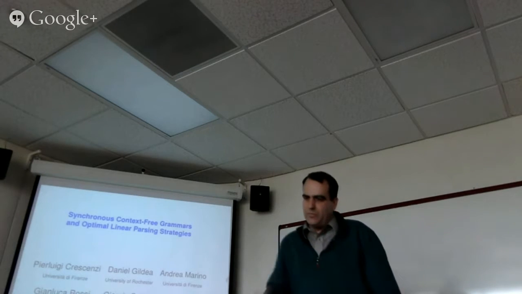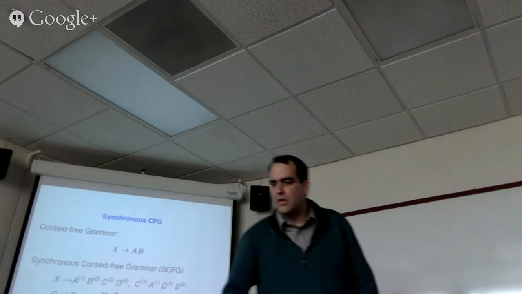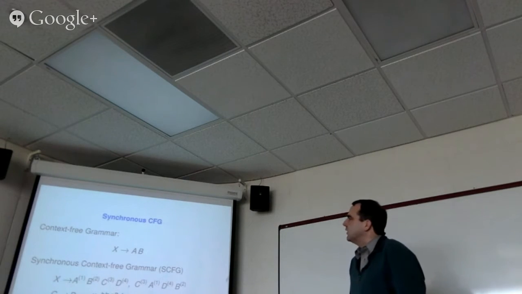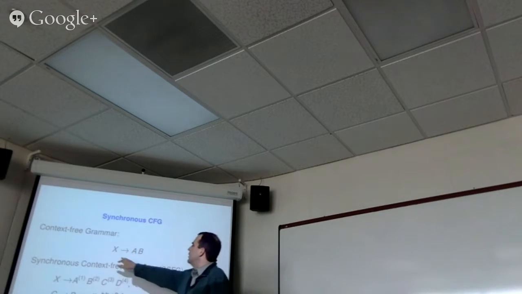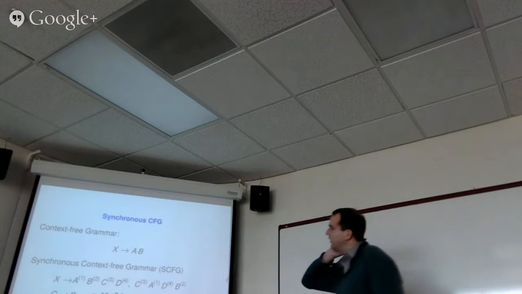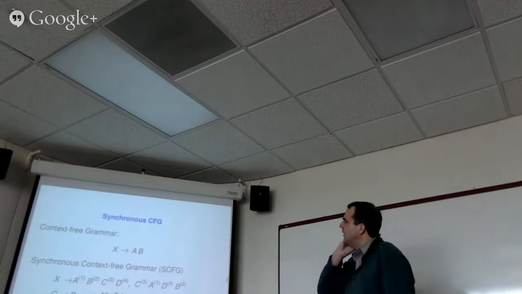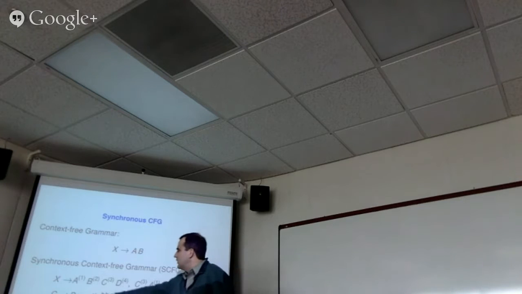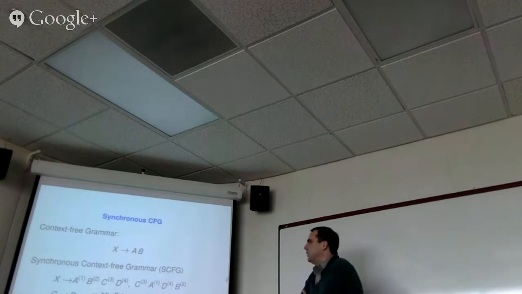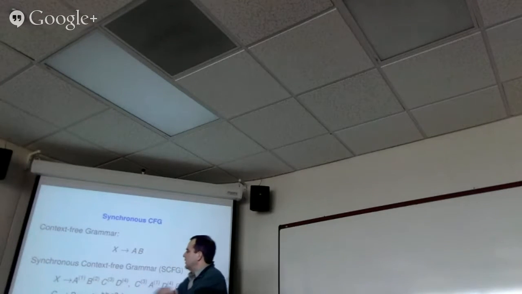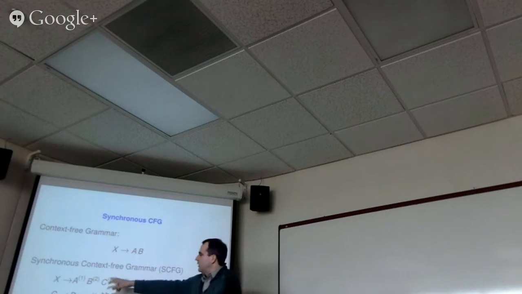Okay, so this is a talk about parsing synchronous context-free grammars. And here's what a synchronous context-free grammar looks like. So it's like a context-free grammar. In a context-free grammar, you have a rule of non-terminal goes to a right-hand side with two non-terminals on the right-hand side. And synchronous context-free grammar means it generates Chinese and English at the same time. So every rule has two right-hand sides, and they can be terminals like Chinese terminals and English terminals, or they can be non-terminals like this.